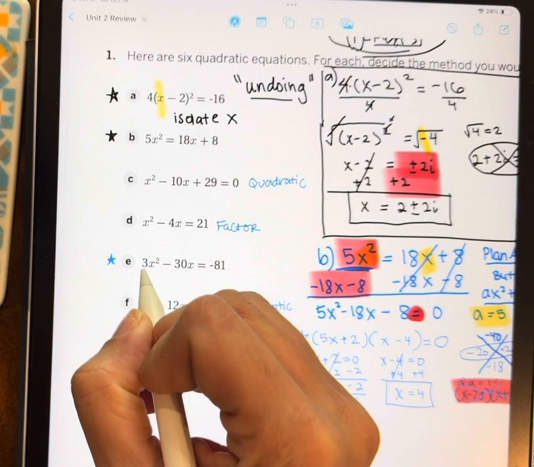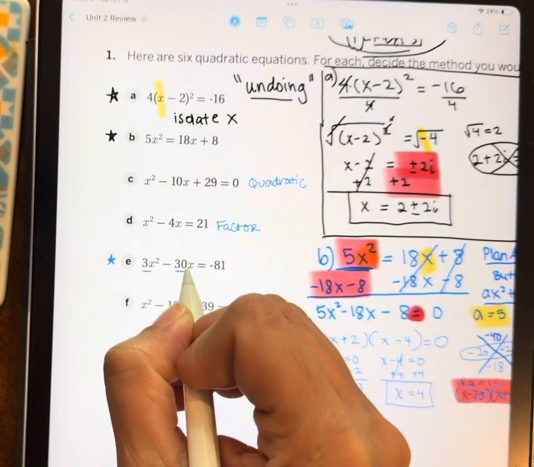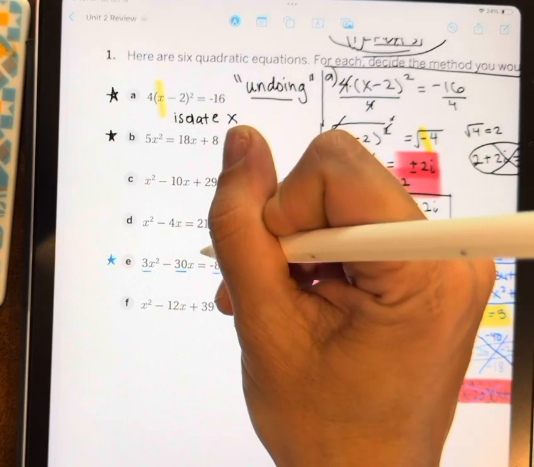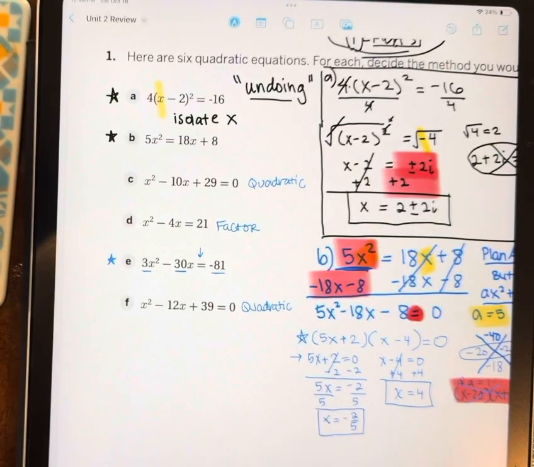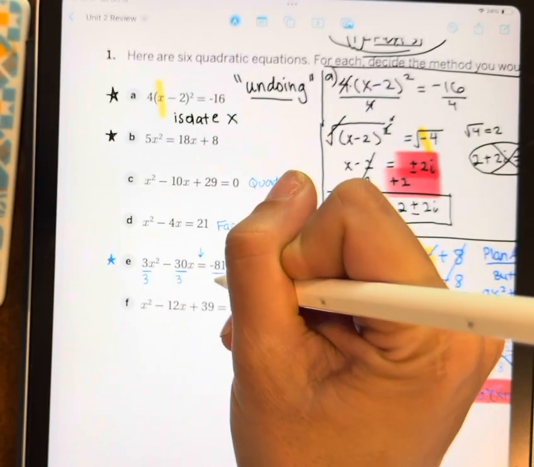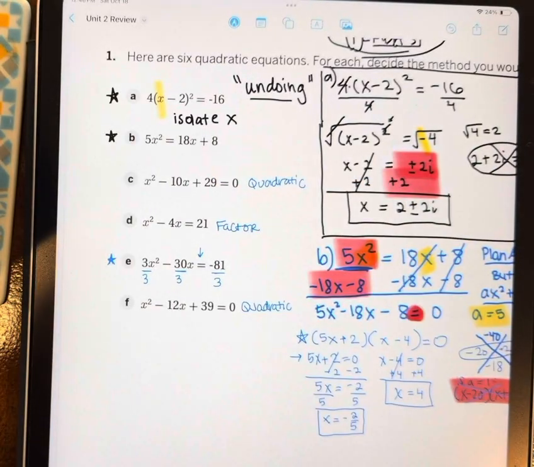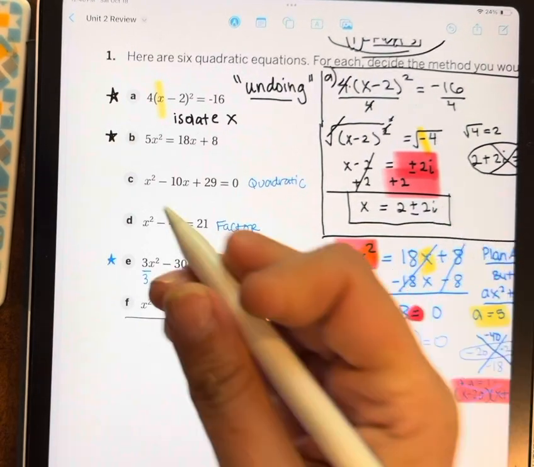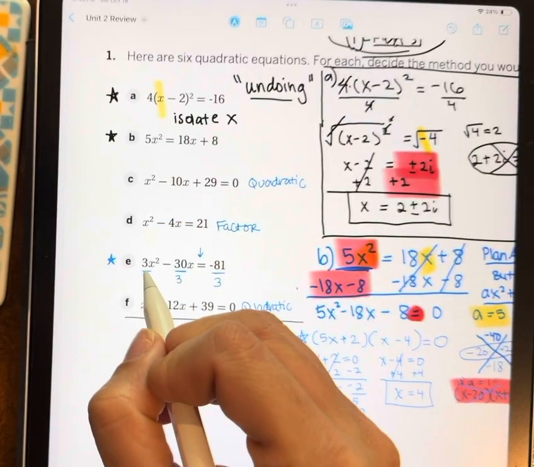I don't know if you noticed this, but 3, 30, and 81 are all divisible by 3. And because I have an equal sign, meaning I can balance by doing the same thing to the other side, I'm actually able to divide everybody by 3 here and make this equation a simpler one than what it is right now. So I will do E down here. So divide everybody by 3.